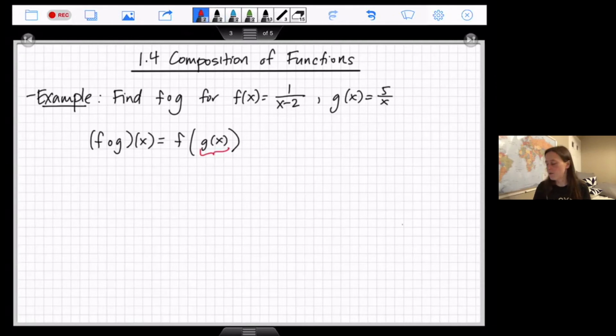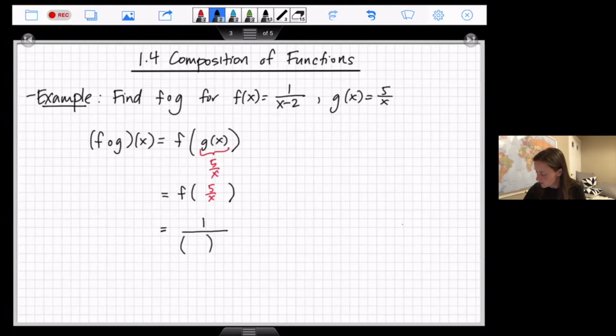g of x is 5 over x. So this is going to be f of 5 over x. That means I go up to the formula for f of x and recopy it. Everywhere there's an x, I'm going to replace it with a window. And I'm going to fill those parentheses with 5 over x. And again, that set of parentheses you don't really need, so let's copy this without the parentheses.